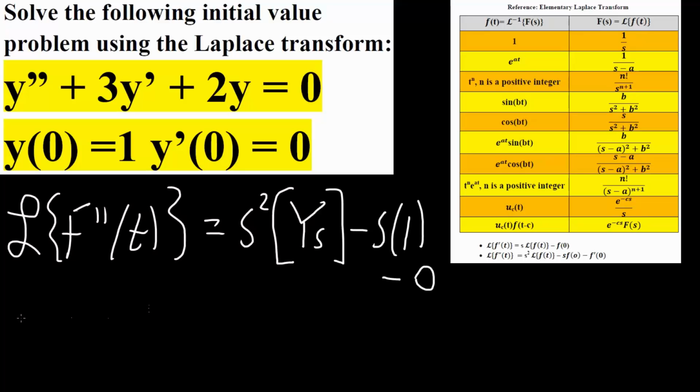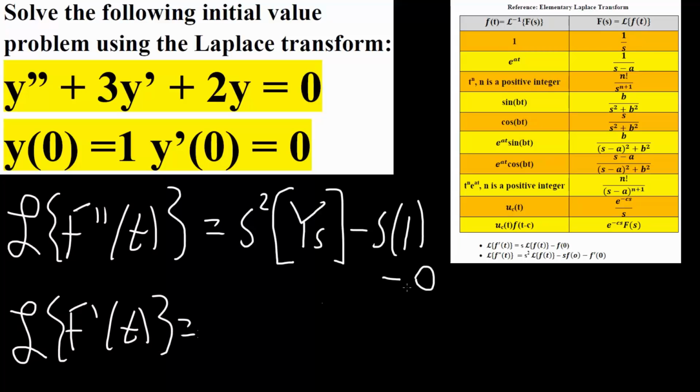The next one we need to do is Laplace of f prime t. That's going to equal s times Laplace f(t). So we can say s times a bracket Y(s) minus f(0). We said that y(0) is equal to 1, so we just say minus 1.